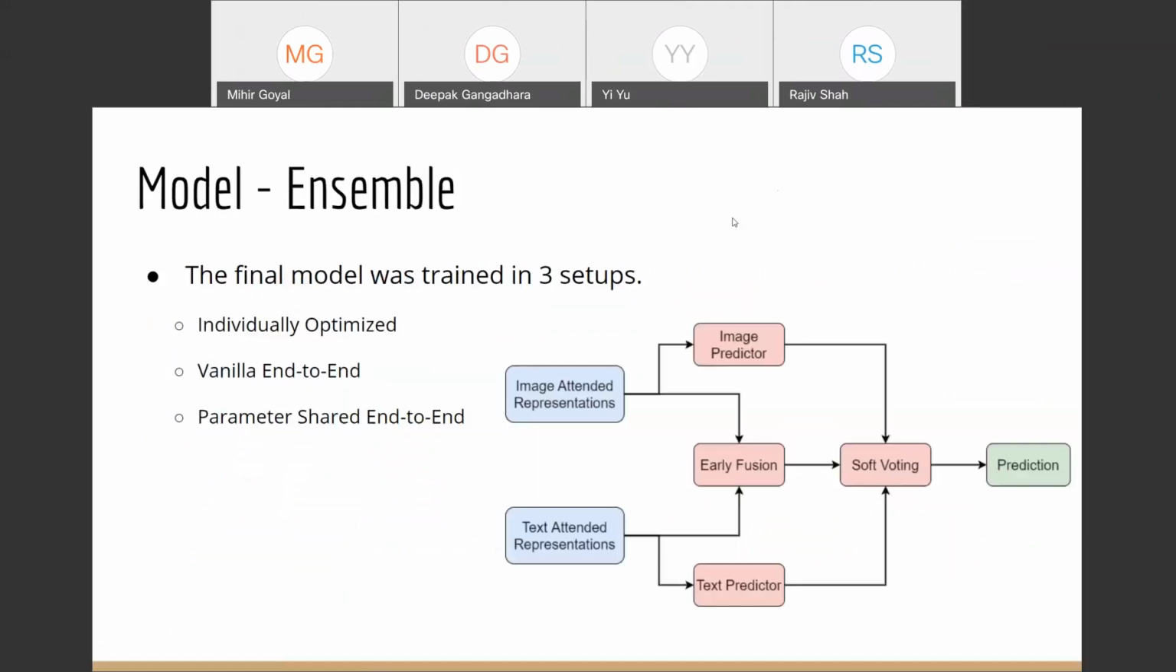We then look at the effect that ensembling these predictors has. We have three setups for the ensemble. One which is just the individually optimized models having a soft voting mechanism, one being an end-to-end trained vanilla model, and one being one of the state-of-the-art parameter-shared end-to-end models, where the training is done in a very optimized, shared representation fashion.